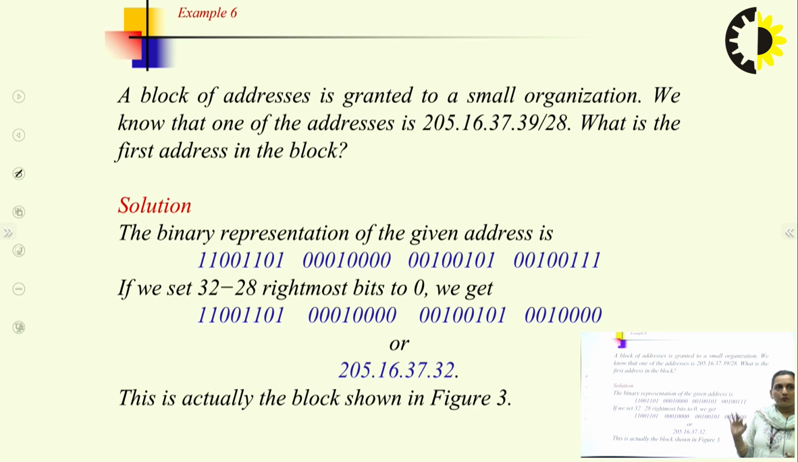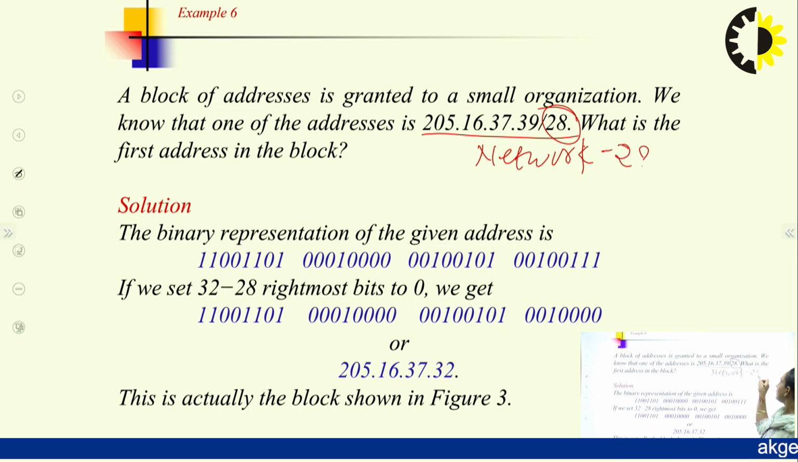A block of addresses of a small organization is given, with the IP address /28. This is my network. If I am giving an IP /28, that is a mask. 28 means the first 28 bits are ones, and after that all zeros. So the network is of how many bits? 28. That is not any class, so it will not go for classful addressing. It will come into classless addressing, in which 28 bits are the network.